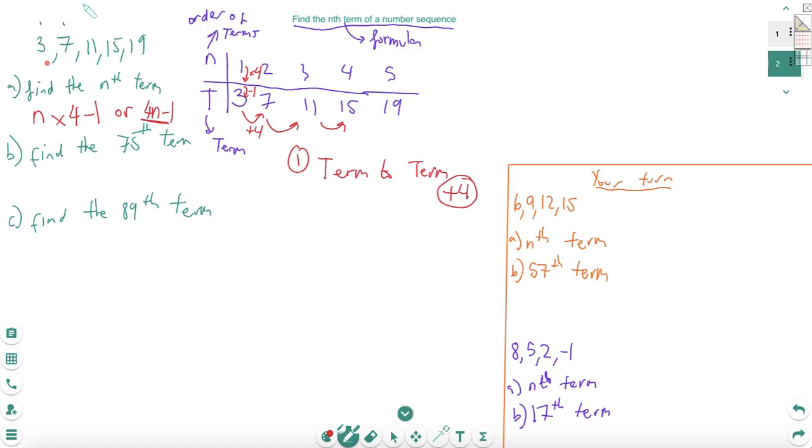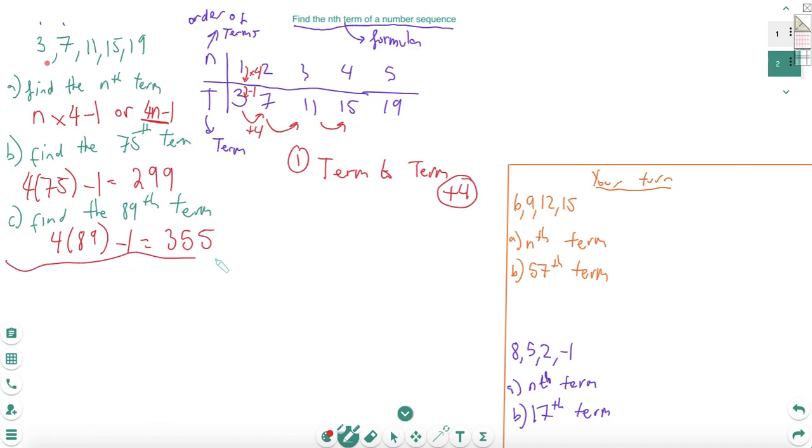And using our nth term, we can find the 75th term. All we do is replace n with 75. So 4 times 75 minus 1. 4 times 75 minus 1 is 299. For the 89th term, all I do is replace n with 89. The 89th term is 355.